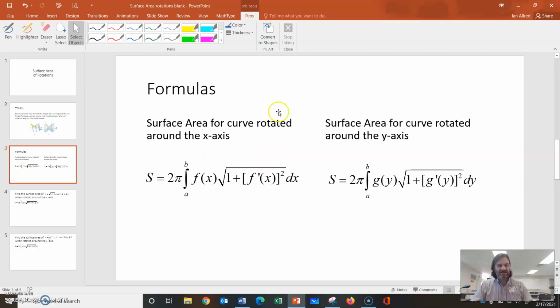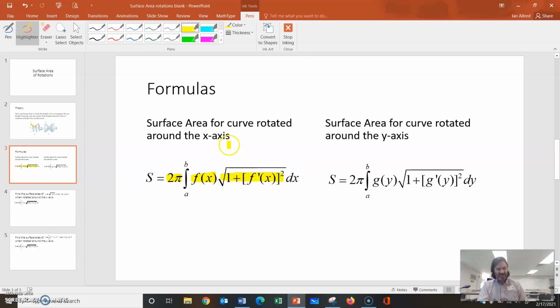So the formula looks like a combination of, right here, 2 pi r, where we have 2 pi f of x for around the x-axis. That's the circumference. And then the circumference of what? That curve, which was the square root of 1 plus f prime squared. Okay? So it's a combination of the arc length and the circumference formula.